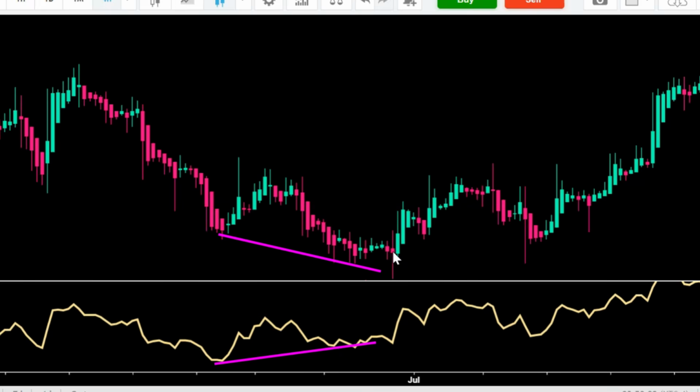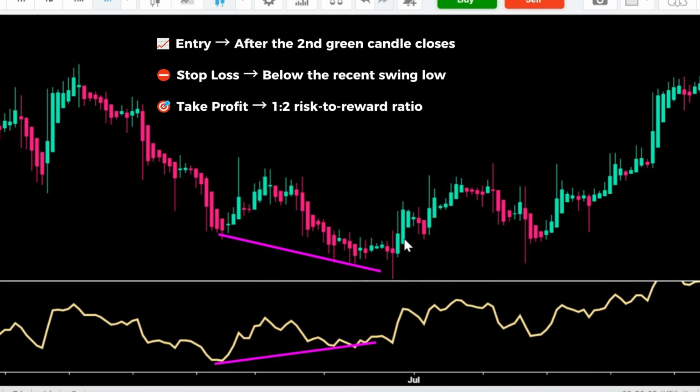Soon after that, a doji candle forms, followed by two strong green candles on Heikin Ashi. That's the confirmation. This is a buy entry. You can enter the trade right after the second green candle closes. Place your stop loss just below the recent swing low, because if the price breaks that level, the signal is invalid. And for take profit, use a 1:2 risk to reward ratio. As you can see, right after this signal, the price goes up strongly and quickly hits the take profit, exactly as RSI warned us before.